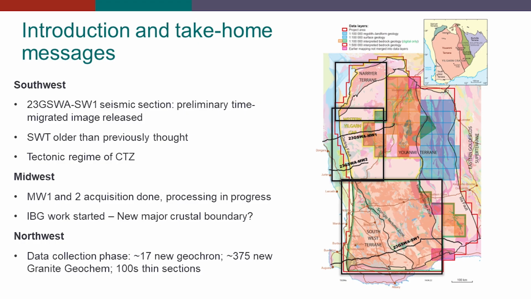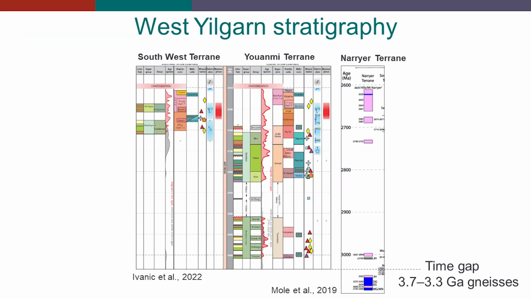And for the Northwest section, which is really looking at the Narryer terrane and the boundary with the northwestern Youanmi terrane, we're in the data acquisition phase at the moment. We started fieldwork a couple of years ago, and we're collecting a lot of granite geochemistry and geochronology data to start building a sufficient data set to be able to make a map of the kind of the Southwest one.